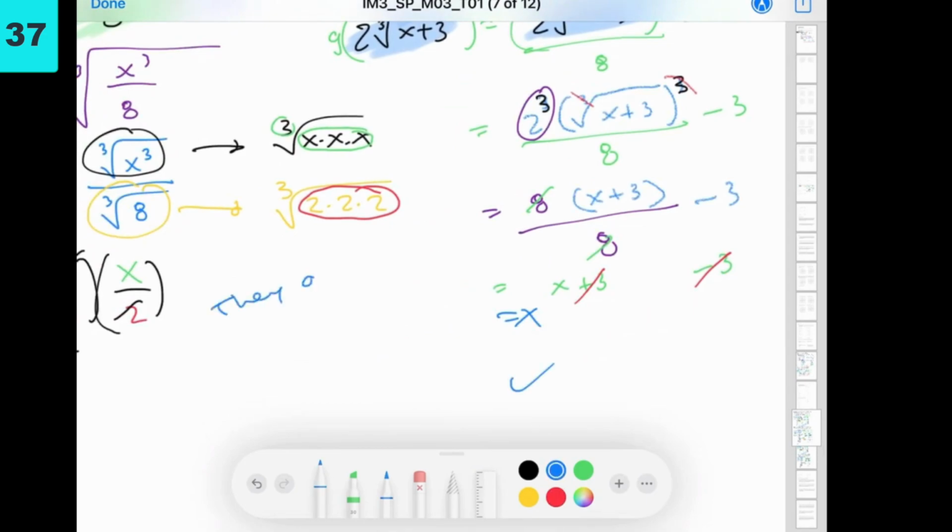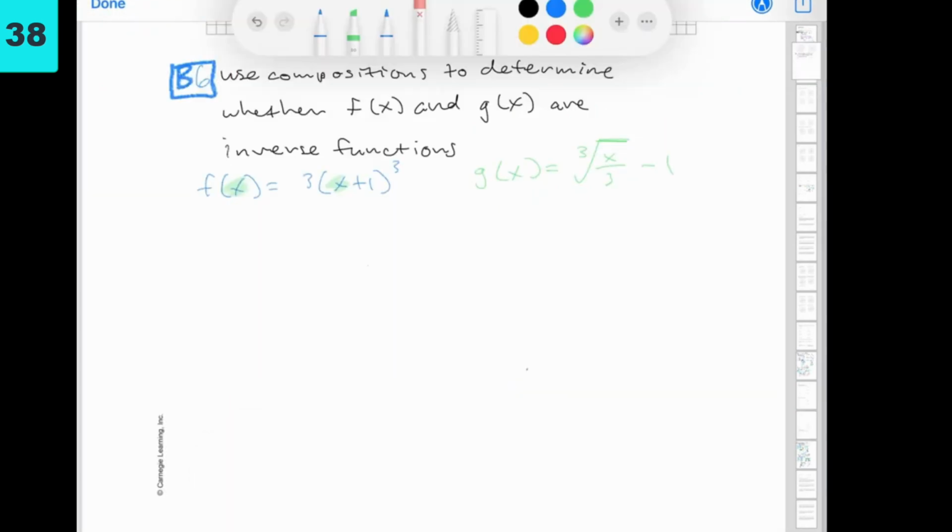they are inverses. Awesome. See you guys. Use compositions to determine whether f of x and g of x are inverse functions.